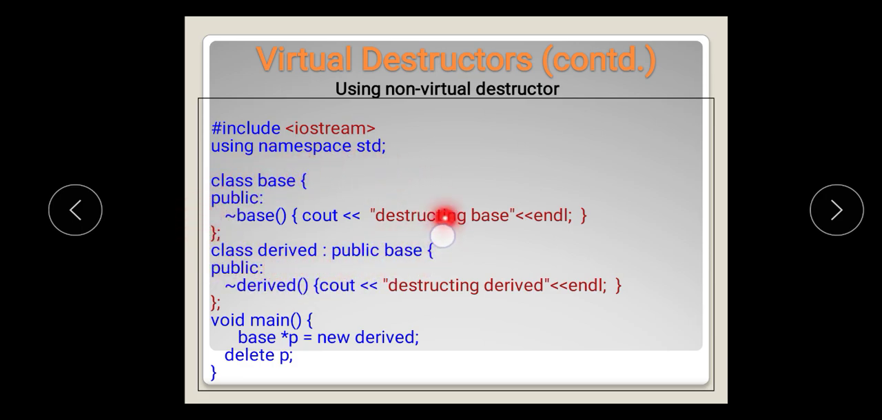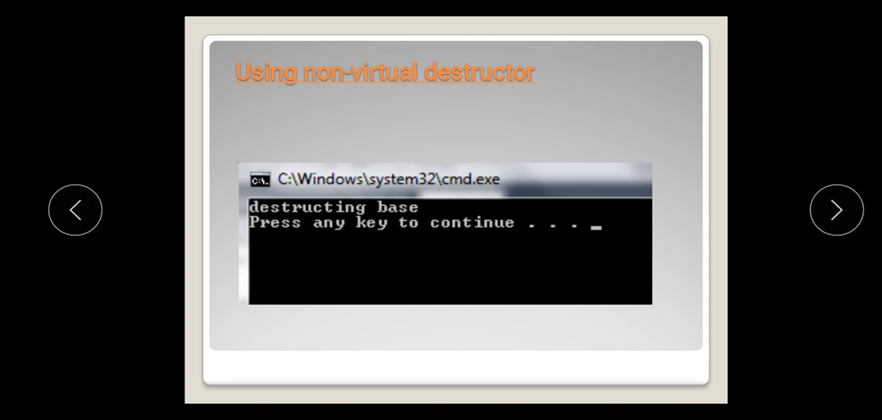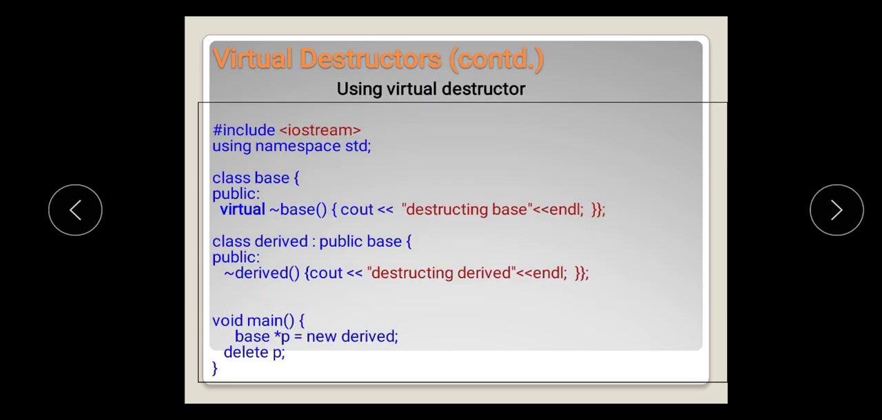So this is an example of using a non-virtual destructor. We are not making this virtual. So whenever your program finishes, at that time the base class destructor is called. As shown in the output, it says destructing base. But if I want to execute both destructors, for the derived class as well as the base class, at that time we need to define the destructor inside the base class as virtual, so that it will execute both destructors, in the base class as well as in the derived class.